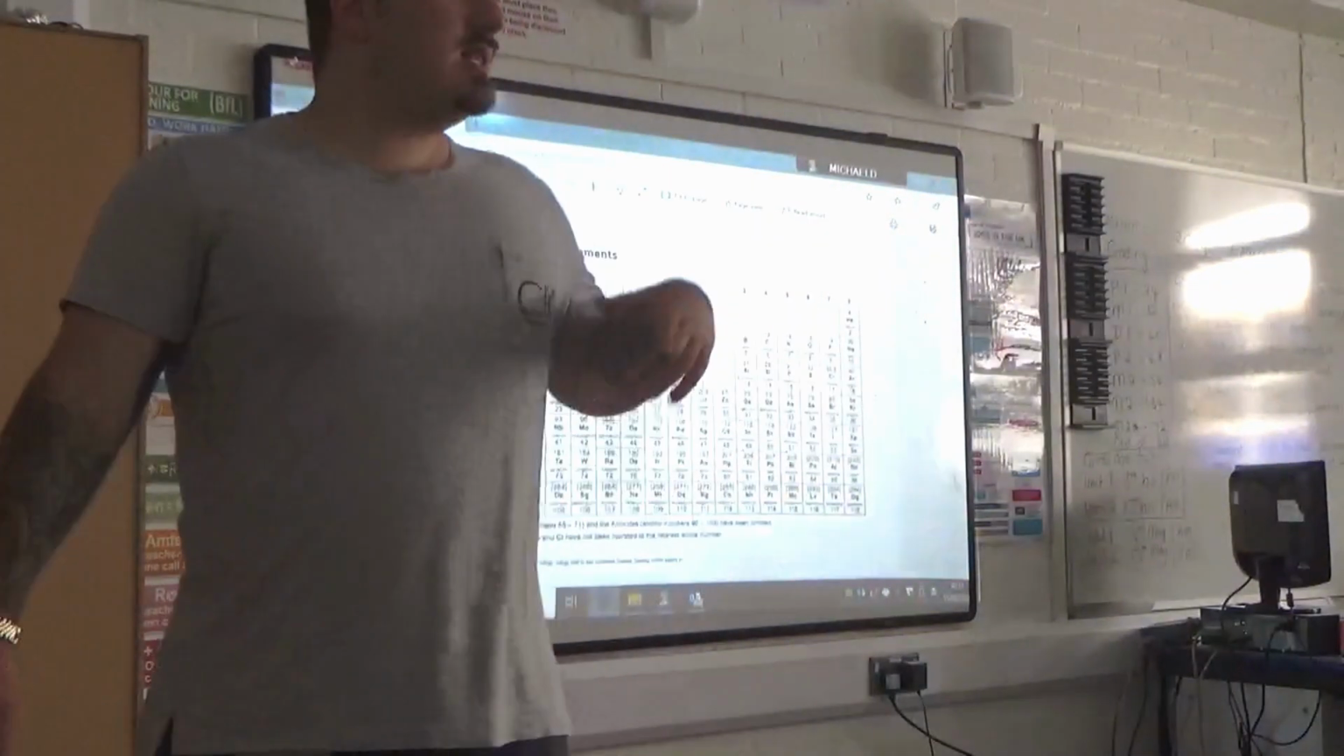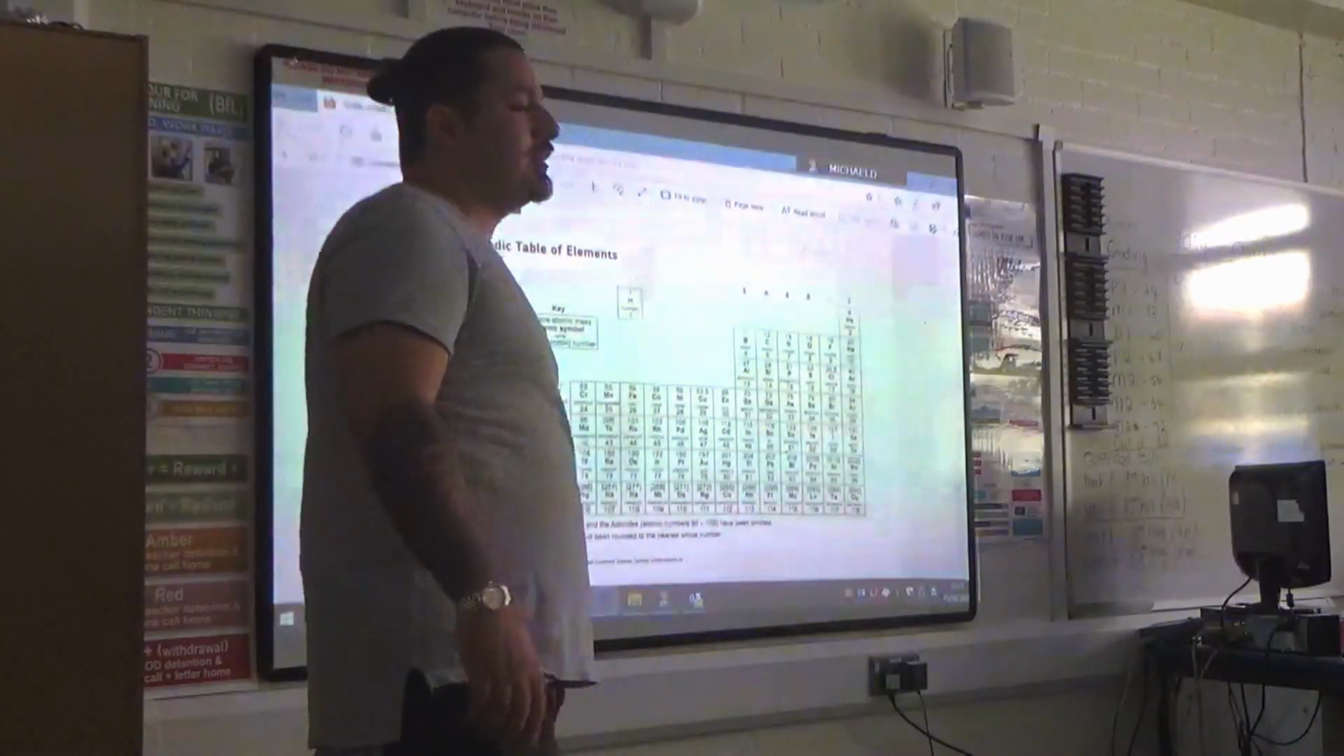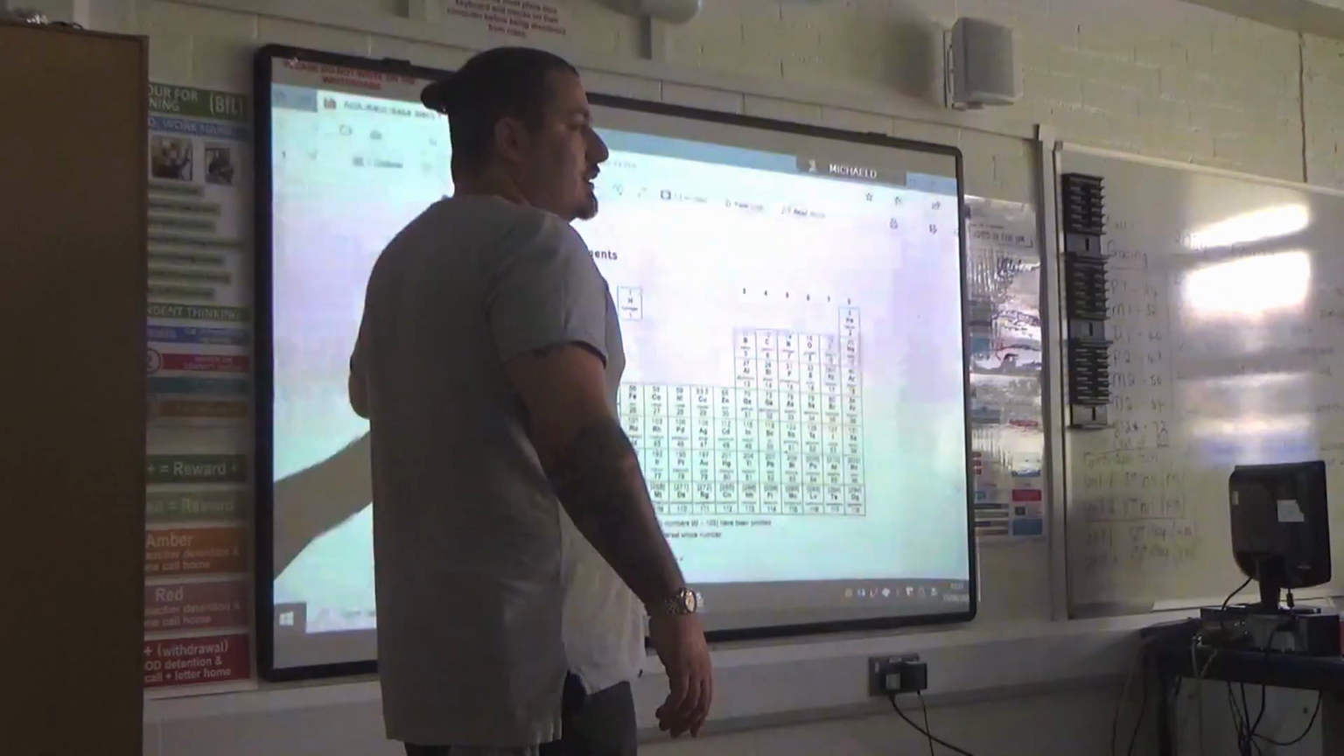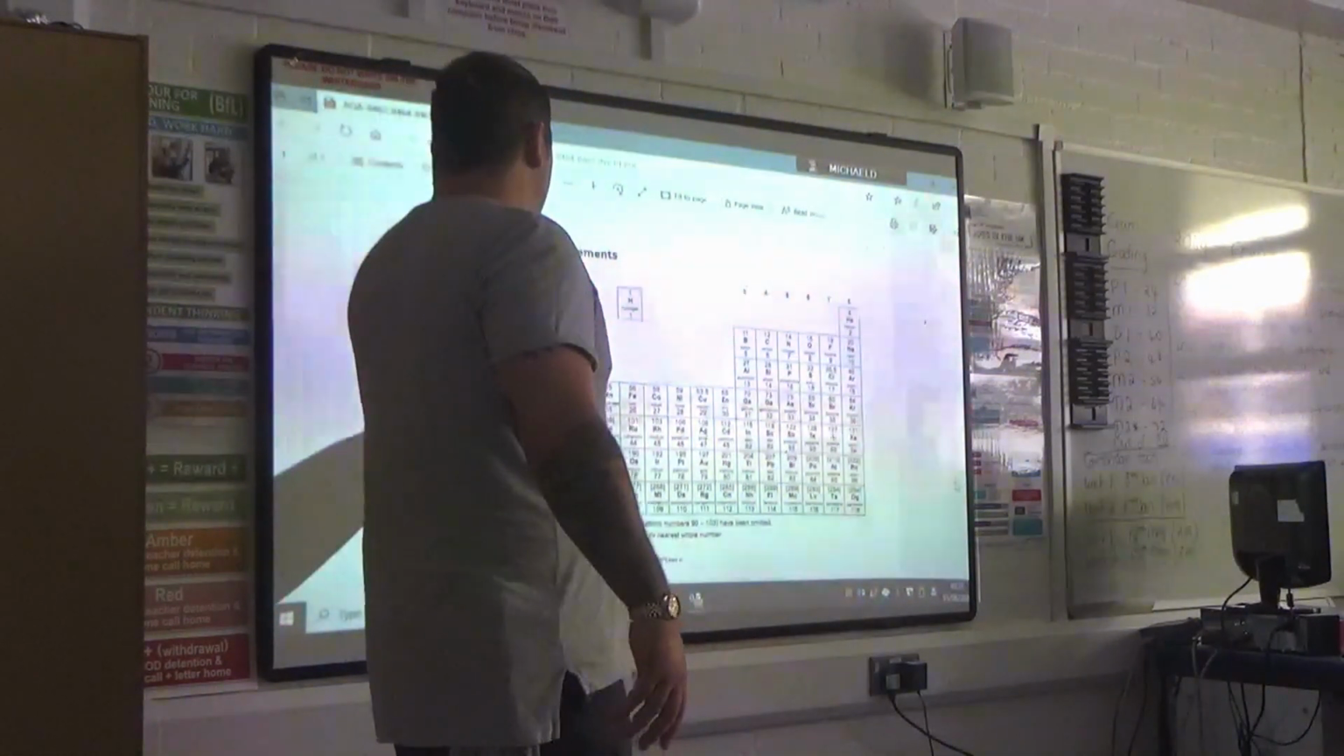What number does this periodic table go up in? Good. What's the top number called? How do we know it's mass? It's on the sheet. Because it's a bigger number. It's a big number, also it tells you there, right?